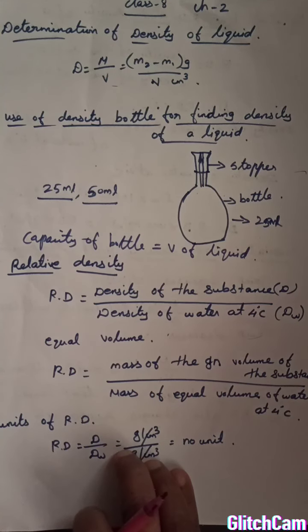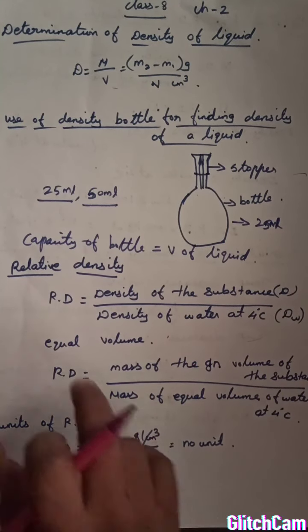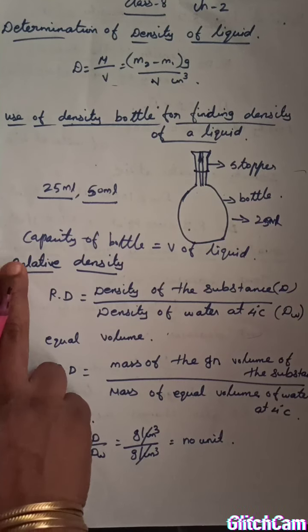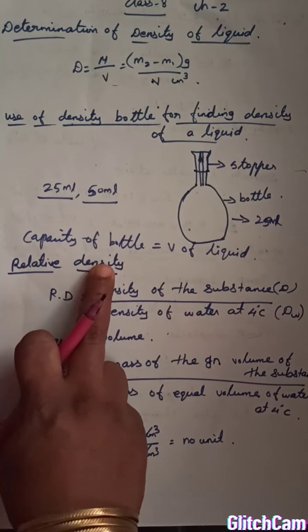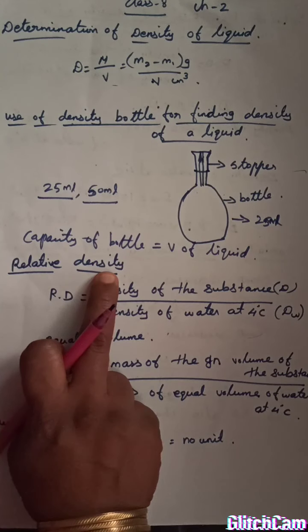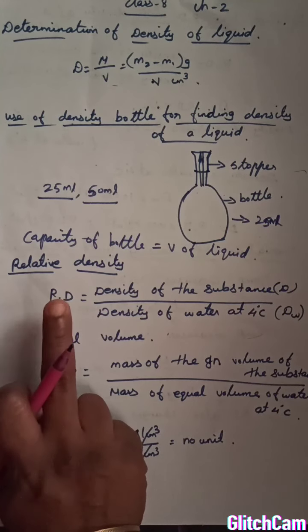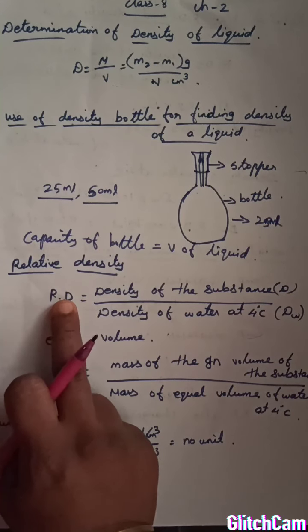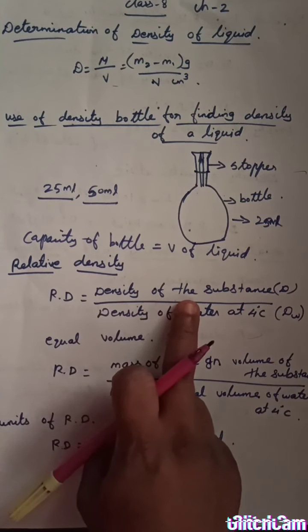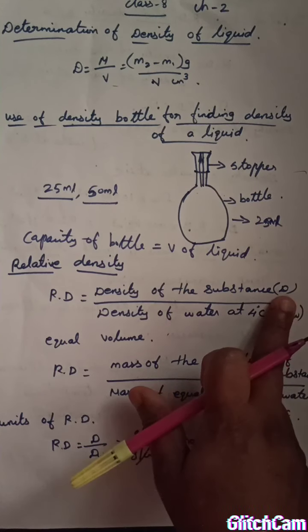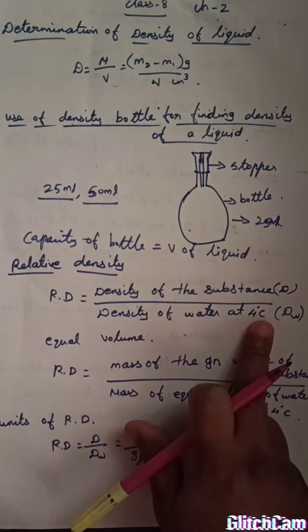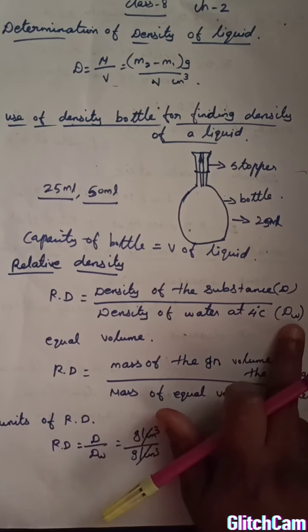So if you want to find out which is heavier and which is lighter, we need a new term that is called relative density. Relative, because we are relating to density. So what is relative density? The relative density of any substance is the ratio of the density of the substance, denoted with the letter D, and the density of water at 4 degree Celsius, denoted with the letter dW.